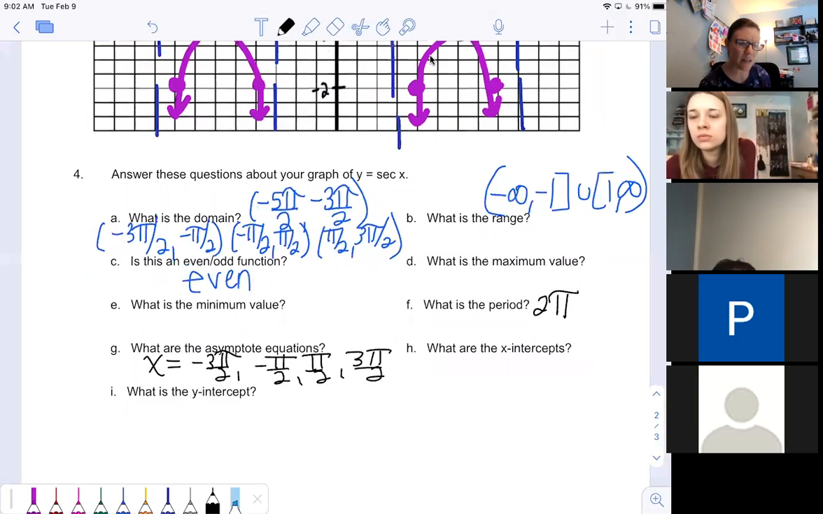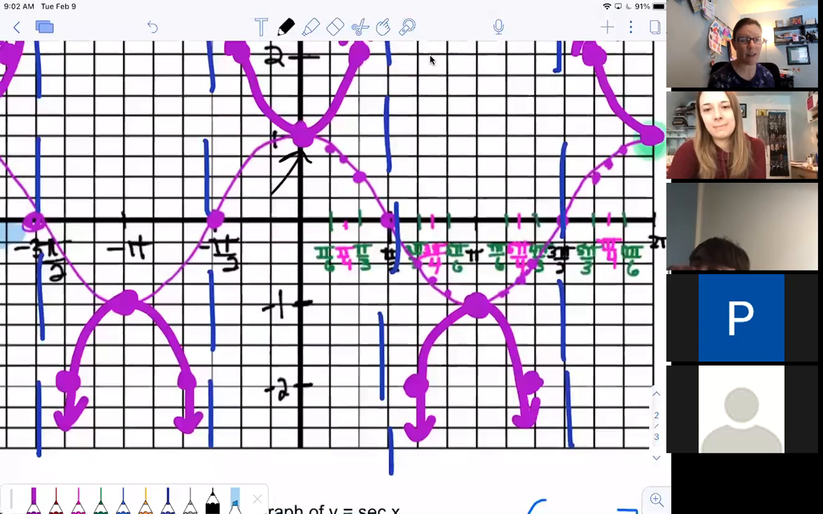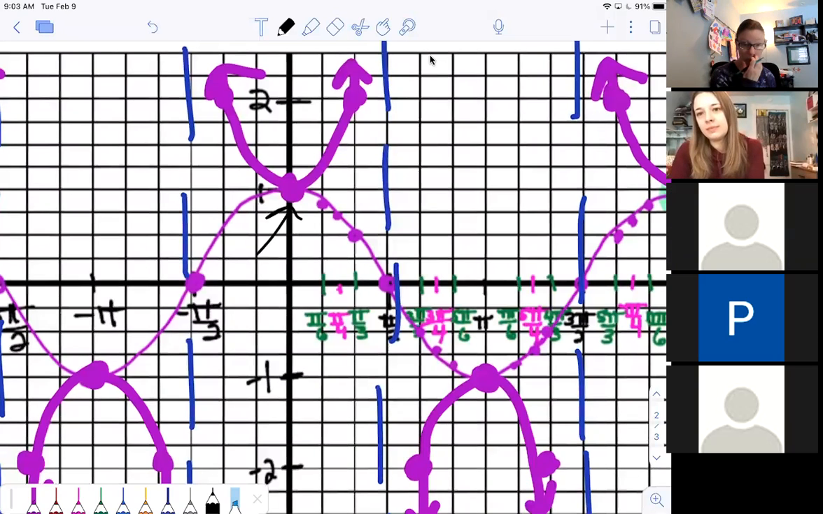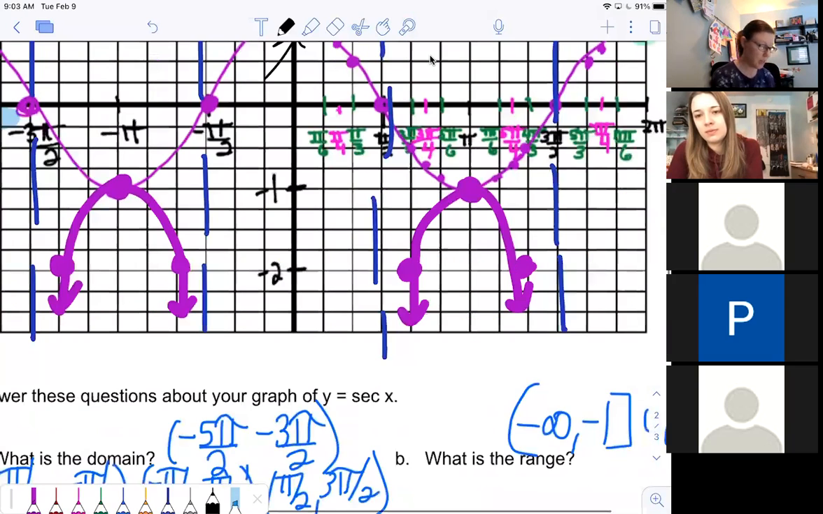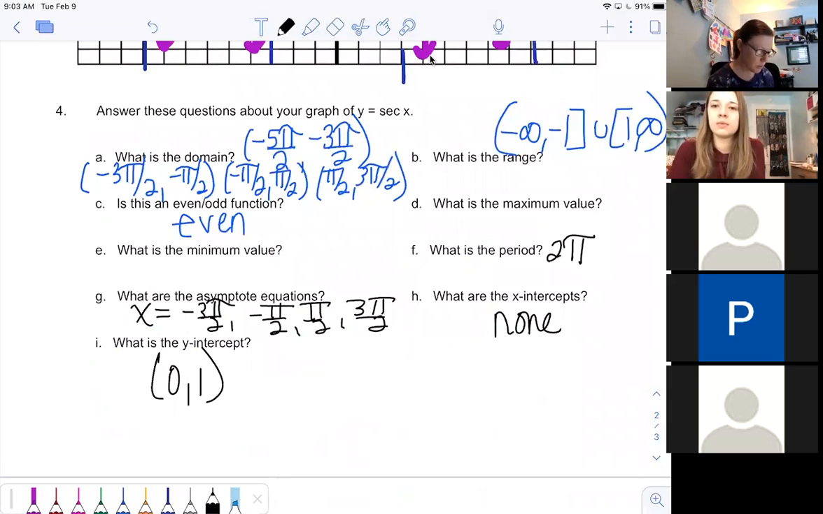Jenny, were there any x-intercepts of our secant graph? No. How about y-intercepts? Yes, it was at 0, 1. Yeah, there is a y-intercept because it does cross the y-axis at 0, 1, but no x-intercepts because the x-intercepts from the cosine are what create the asymptotes. So there is a y-intercept. And then this question wasn't on here, but we'll talk about this.